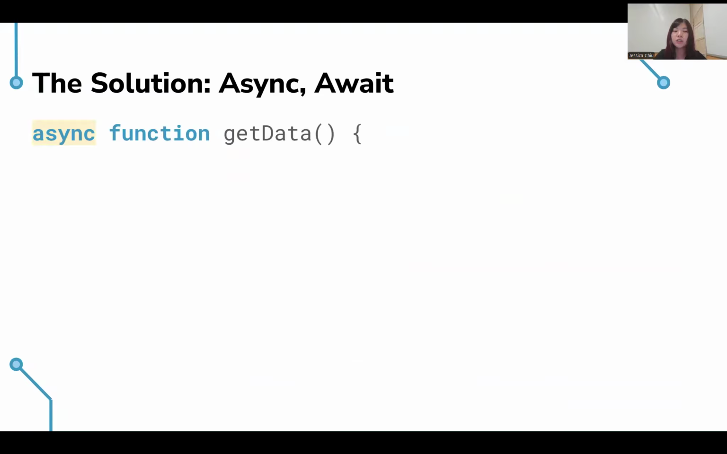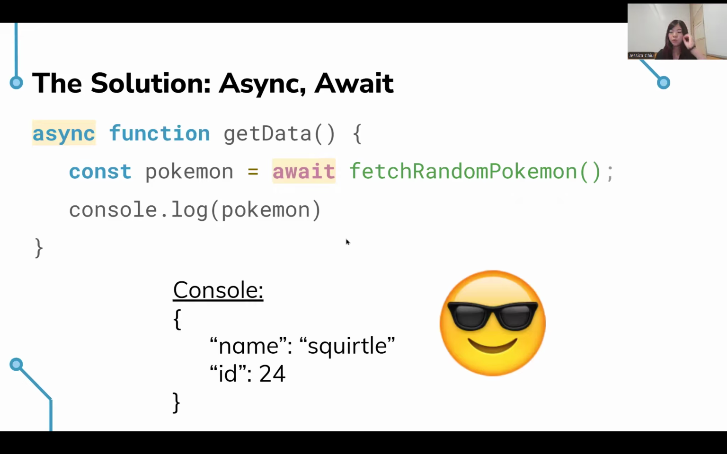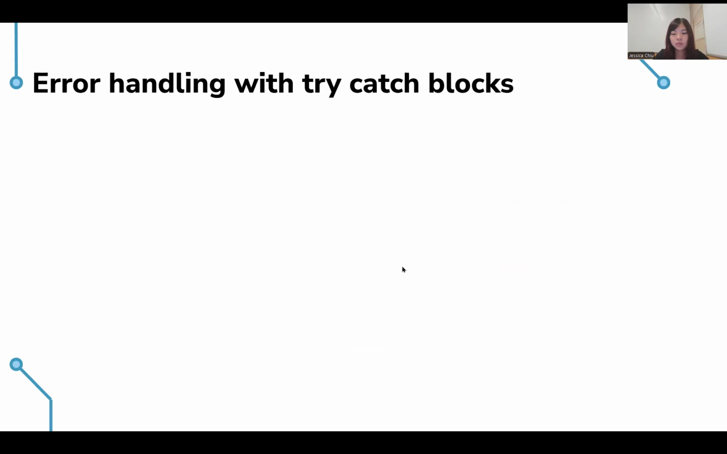The first thing we're going to do is add this async keyword in front of function. What this does is basically mark this function as an asynchronous function. Then when we fetch our Pokemon data, we put this await keyword right before, which basically says, wait for this function to resolve its promise before it goes to the next line. Because we waited until it either resolved or rejected the promise, we actually got a value in our console this time.